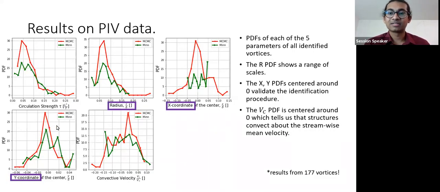These are the cumulative properties of all the 177 vortices that have been identified after applying corrections. And so these are results from the 177 vortices that have been converged. So interestingly, the R PDF shows the range of scales that we have captured at that height. The X and Y PDFs centered around 0 validate the identification procedure. The convective velocity PDF is centered around 0, which tells us that the structures move with the streamwise mean velocity.